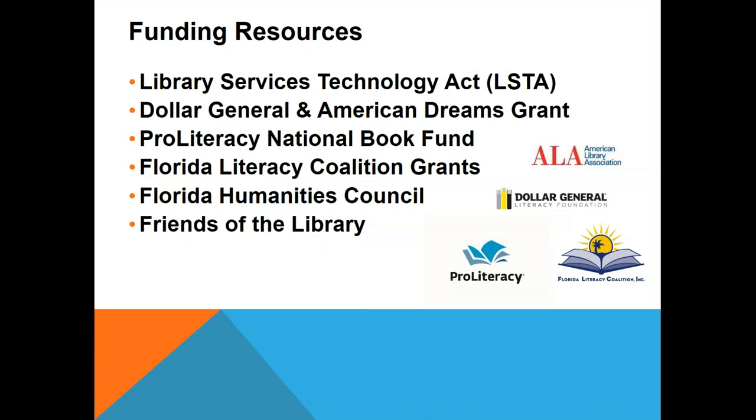I just want to point out that the American Dreams grant, we did do that through the friends. The ProLiteracy National Book Fund, again, I had the friends apply for that with me working with the presidents and writing what we wanted to get in that. Because we tend to have to submit grant things months in advance, sometimes that can be a little bit of a red tape issue. So sometimes it's easier to work with the friends. Okay, very good. Thank you, Susan.